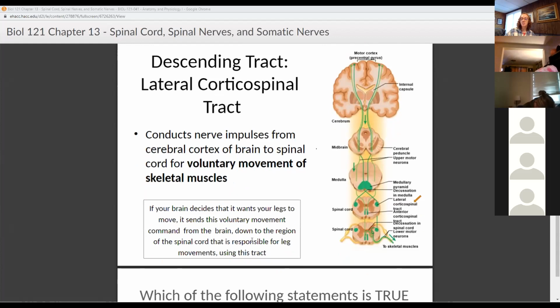If your brain decides that it wants your legs to move, it sends this voluntary command from the brain down the region of the spinal cord to the leg using this tract.